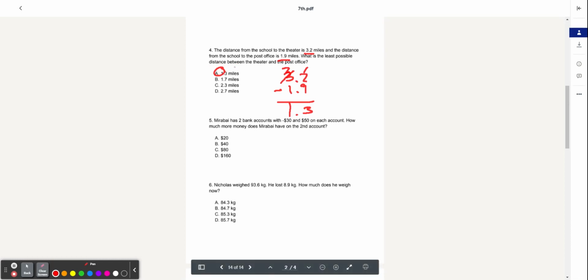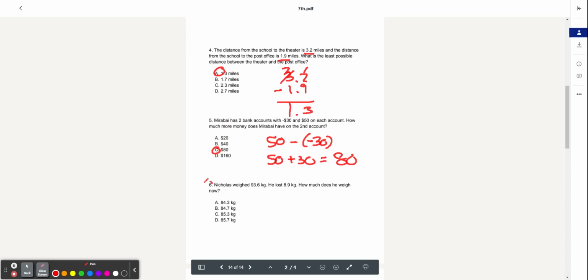5. Mirabai has two bank accounts with negative $30 and $50 on each account. How much more money does Mirabai have on the second account? So to find the difference, we subtract again. And remember, two negatives become a positive. So we're adding 30. And that is 80. So the difference between these two is $80.